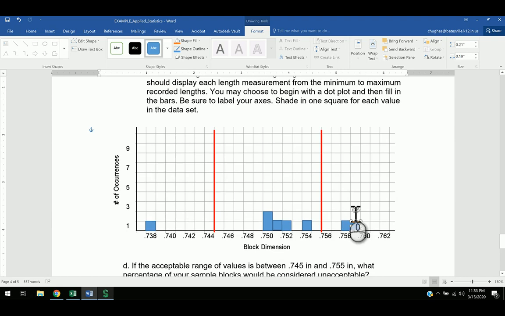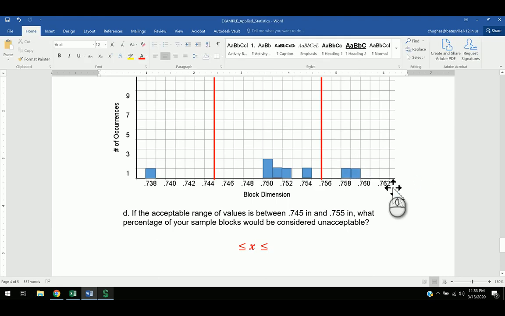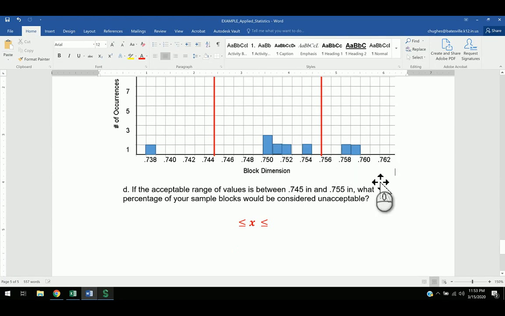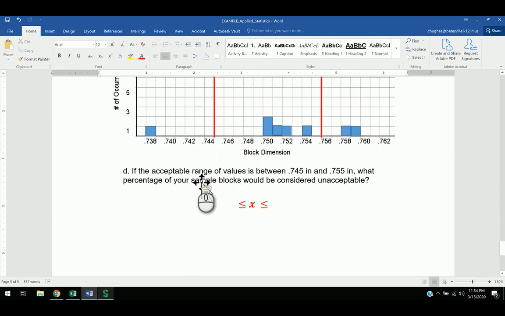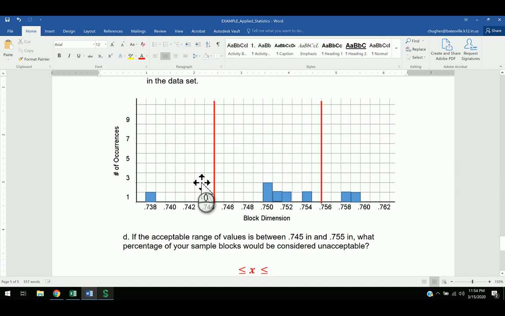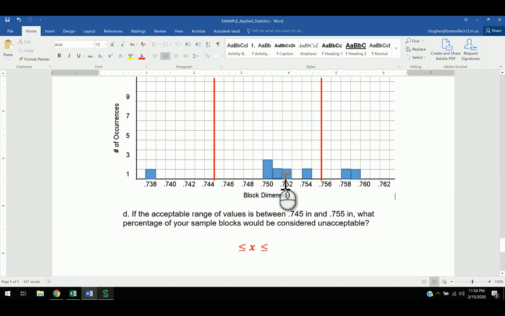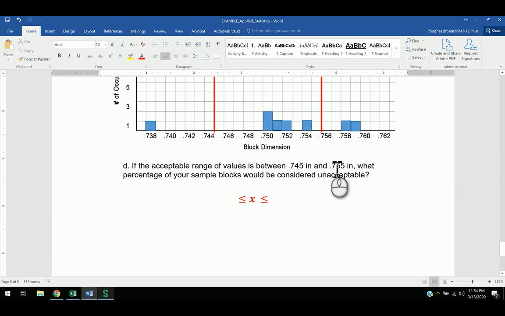and then 0.764, which looks like now I'm running out of data. So those values are not really going to happen. Now here they're going to have represented, for letter D, that for our puzzle cube, for these puzzle cubes to fit together correctly, we really need a range of values between 0.745 and 0.755 inches.